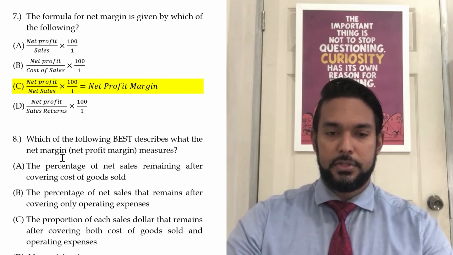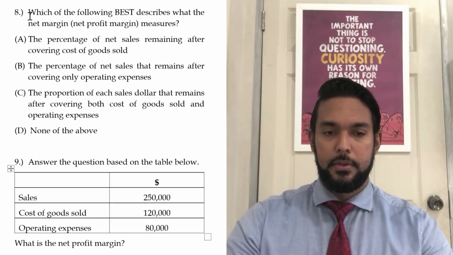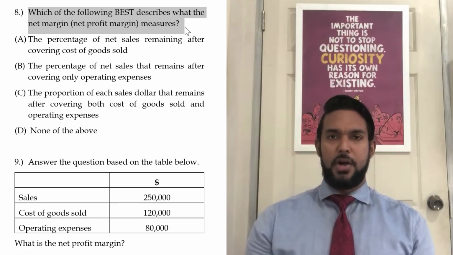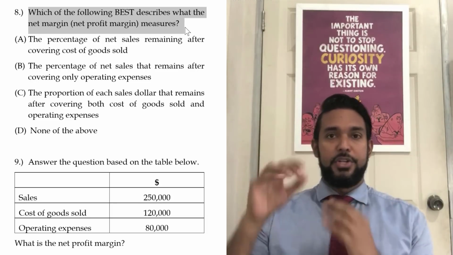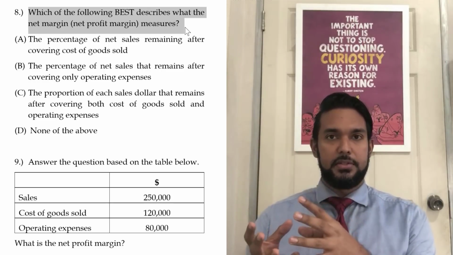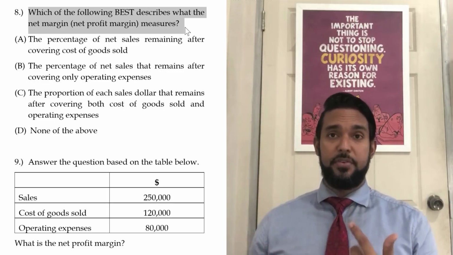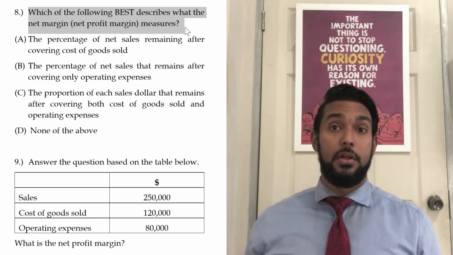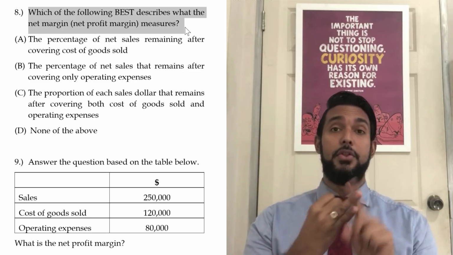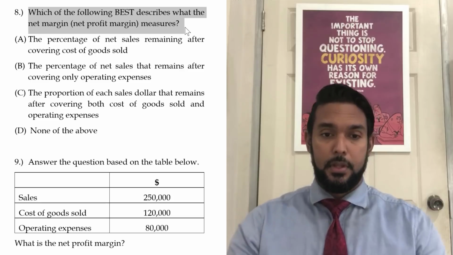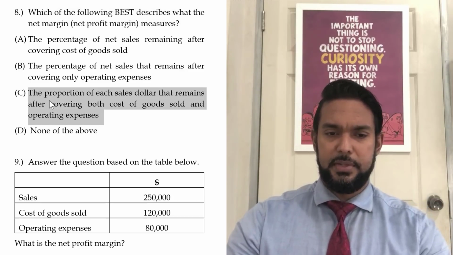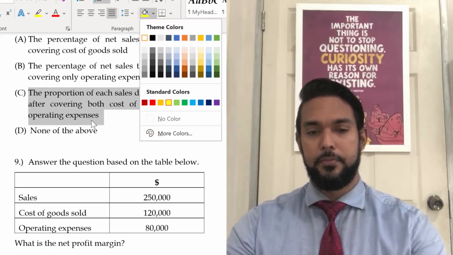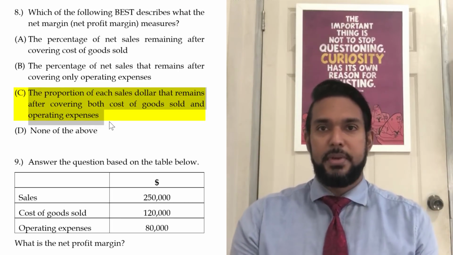Right. So let's go down to number 8. Which of the following best describes what the net margin or net profit margin measures? So the net profit margin is net profit over net sales times 100, which is expressing net profit as a percentage of sales. Just like with the gross profit margin, net profit margin is the proportion of net sales that remains after covering all of your expenses, both the cost of goods sold and all other non-trading expenses, all of your operating expenses. So let's go to C. What does C say? The proportion of each sales dollar that remains after covering both cost of goods sold and OPEX. There you go. Yeah, well, you can call operating expenses OPEX for short.